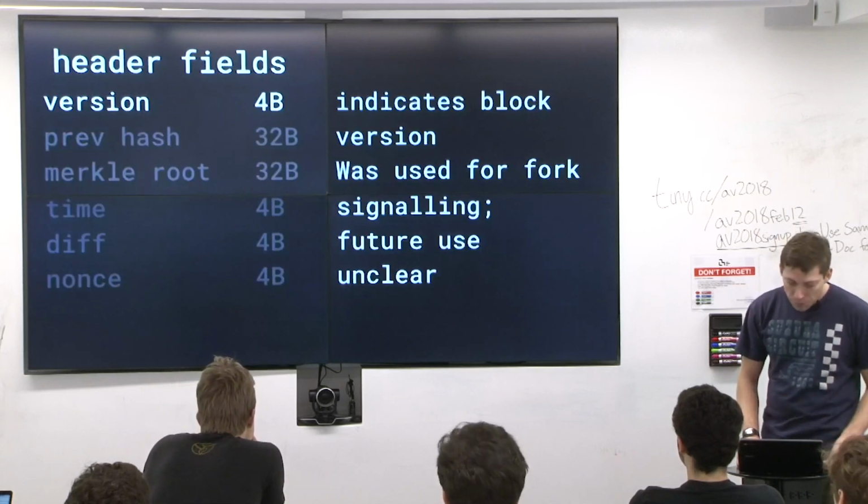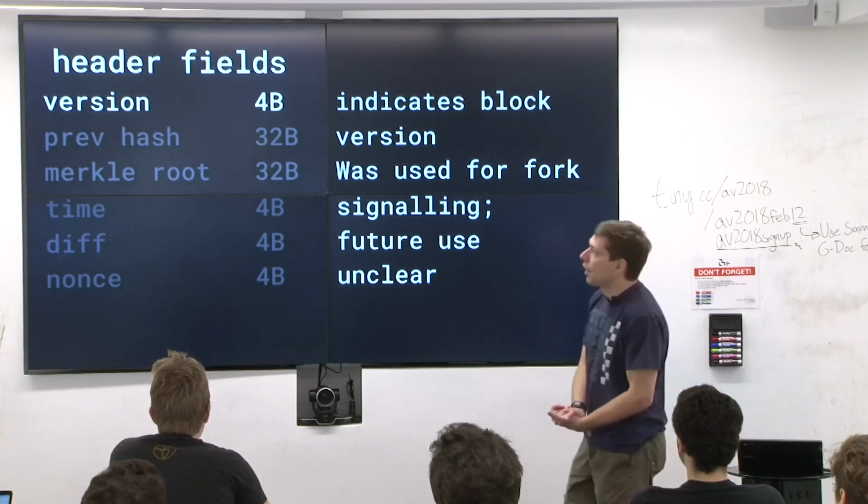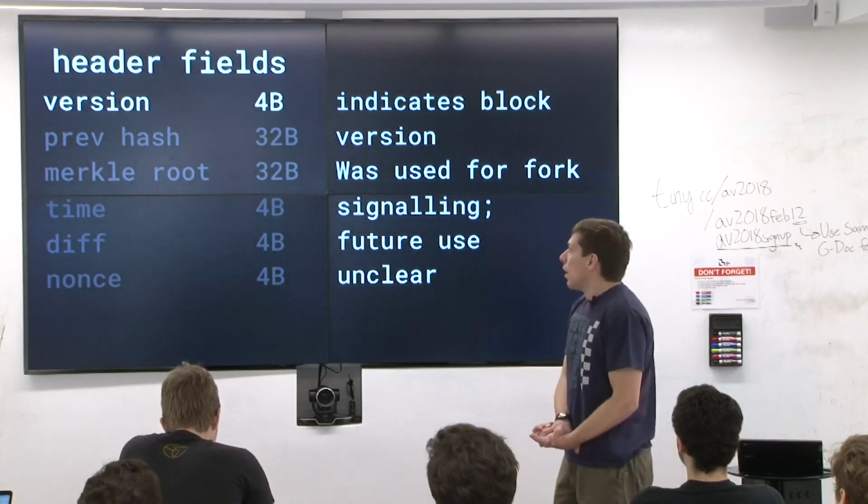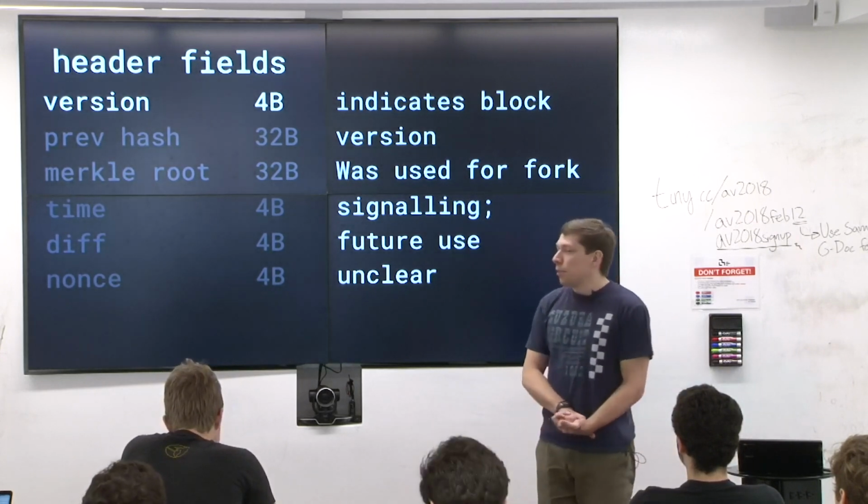Good. Okay, so the actual Bitcoin headers, which many things use, have a couple fields. Some of them are actually not very useful.